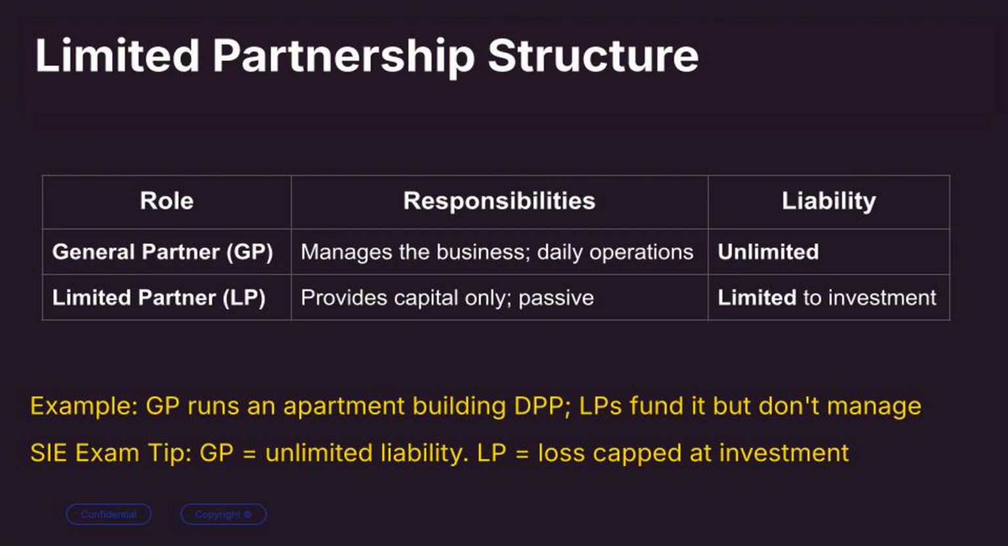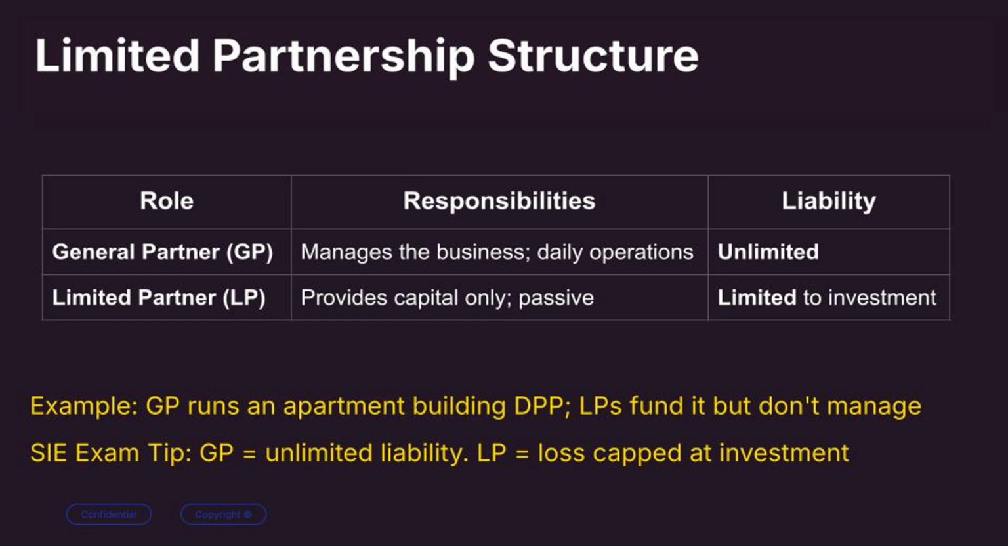There are two roles. First, the general partner, or GP. The GP runs the business. They make decisions, they manage operations day to day, and in exchange for that control, they take on unlimited liability. If the partnership goes south, creditors can come after the GP's personal assets.